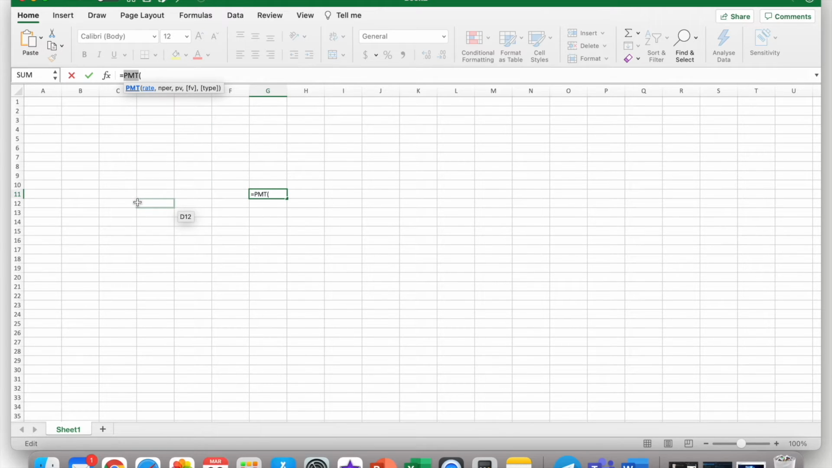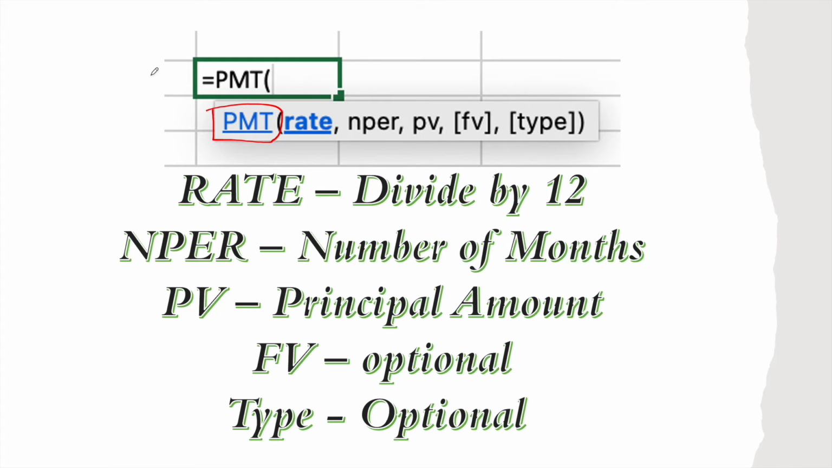As soon as I double click, you can see 5 parameters popping up: Rate, NPER, PV, FV, and Type. Friends, I'll explain what exactly these parameters are. For your convenience, I've kept it. The first parameter is rate. What is rate? Rate is the interest percentage on which you have taken your loan. Whenever you take a loan, that percentage is denoted as a percent value, 10% or 12% or 14%, something like that.